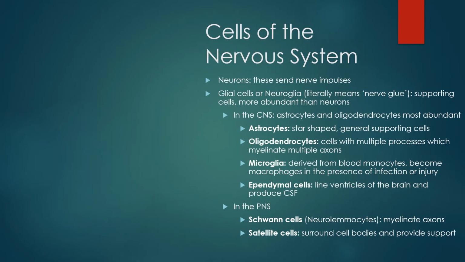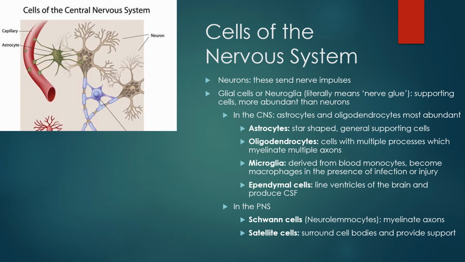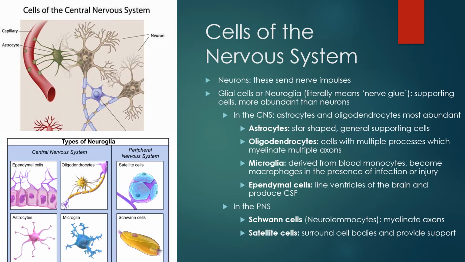Now, the different types of cells of the nervous system. We already talked a little bit about neurons. They send nerve impulses. We also have glial cells, or neuroglia, which literally means nerve glue. These are the supporting cells, and they're more abundant than neurons. In the central nervous system, astrocytes and oligodendrocytes are the most abundant. Astrocytes, as the name suggests, are star-shaped cells. These are general supporting cells. So this is an astrocyte right here.